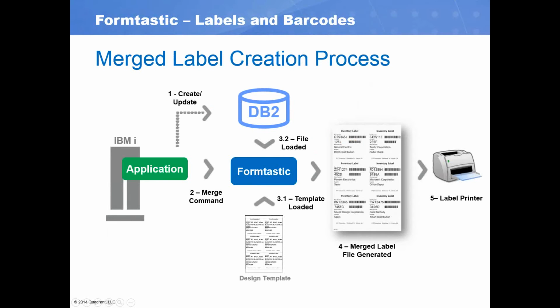So here's an overview of how Formtastic labels are created. Your IBM i application is going to manage and update the data file. When it comes time to print the labels, the application submits a merge command to Formtastic. Then Formtastic grabs the pre-designed template and starts pulling that field data out of the DB2 file and merges it into the template to create the final label file, which it then passes to the label printer.